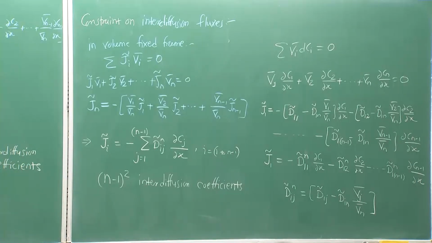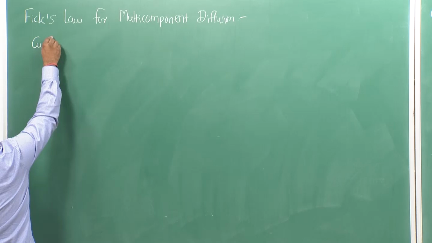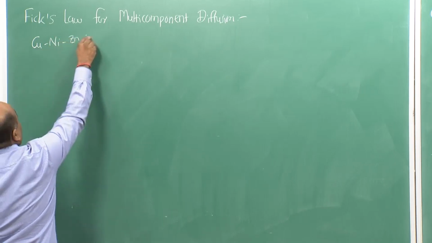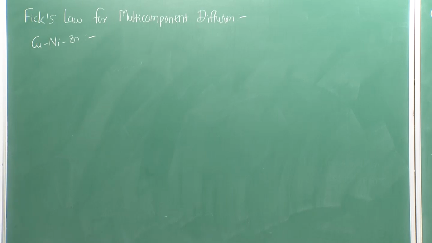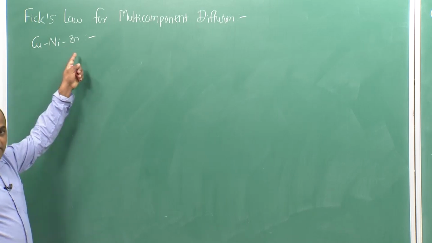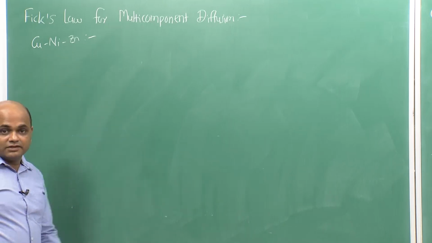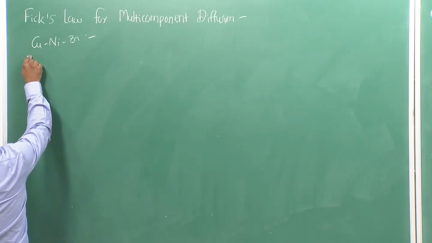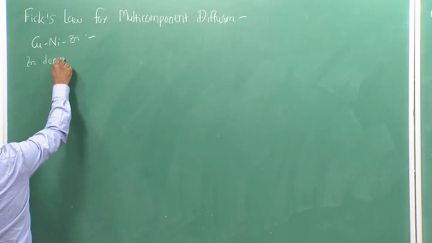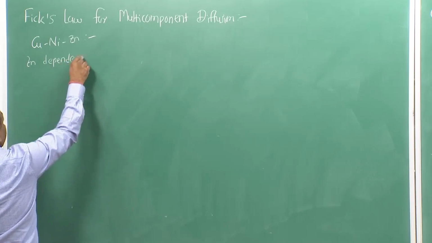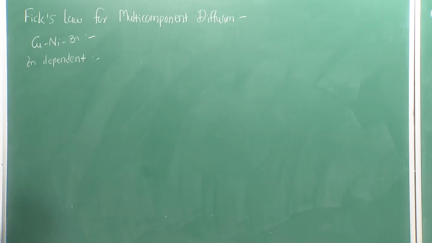Let me describe this for a ternary system in order to understand this. So, consider a ternary system of copper, nickel, zinc. Which component to treat as dependent component is our choice. We can treat either copper or nickel or zinc. So, if I treat zinc as dependent, then I have two independent fluxes, one for copper, one for nickel.